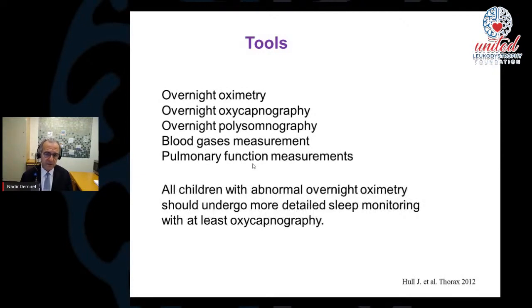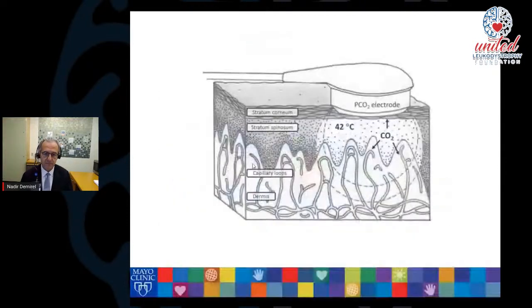So the first step is overnight oximetry. As I said, we order it in clinic. It's very easy to get the results. But if the overnight oximetry is abnormal, the recommendation is that everybody should get more detailed monitoring, maybe a sleep study or carbon dioxide measurements overnight.